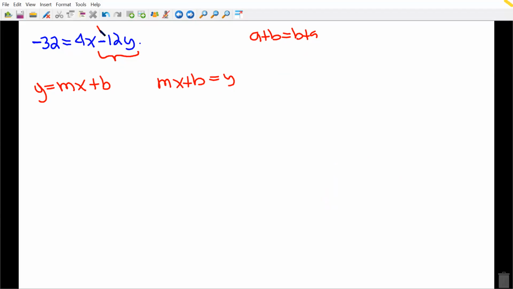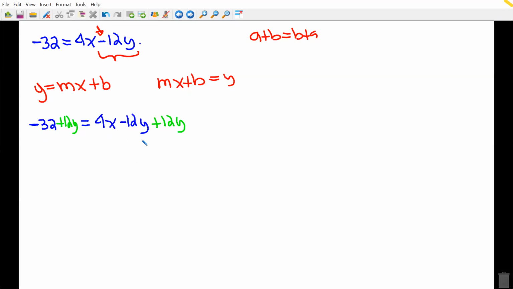Now, look at this sign. That sign is negative. And if that sign is negative, I would recommend that you have the 12y on the other side so you can cancel it. Teacher, what? Well, let me explain it step by step over here. Negative 32 is going to be equal to 4x minus 12y. I want to have my negative 12y. I would like to have a positive 12y. So I will have a positive 12y over here.